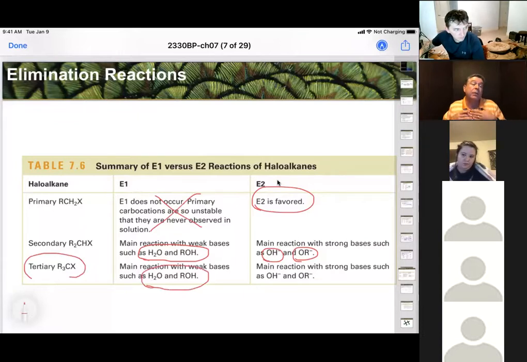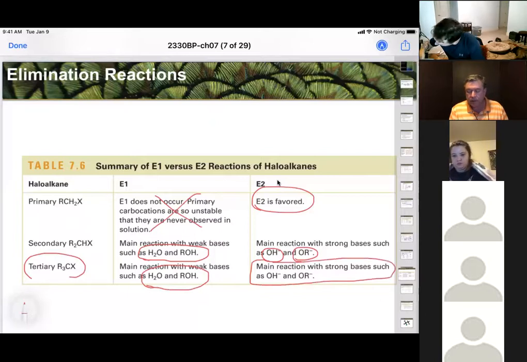In fact, you can even use a weaker base because the tertiary carbocation is very stable, so it is likely to form under both conditions. And with a strong base, it'll also undergo that. But it easily forms those tertiary carbocations, so it can undergo either mechanism depending on how strong your base is.